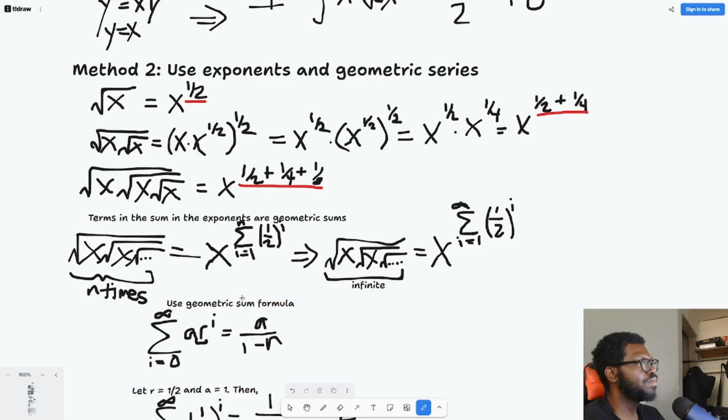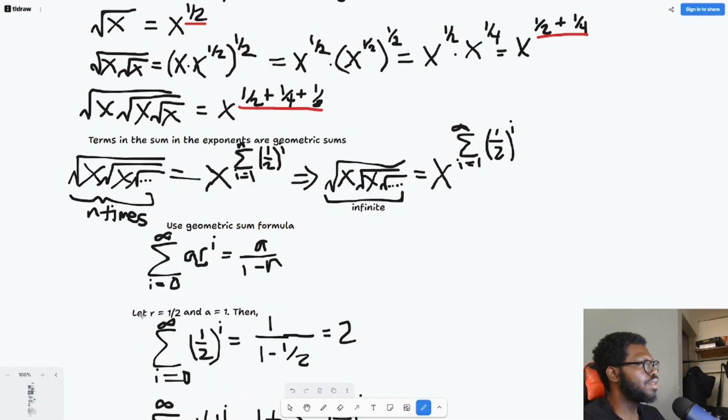Essentially, all we have to do is evaluate this sum in order to find the value of this exponent, which will allow us to continue and solve the problem. So here I wrote let r equal 1/2 and a equal 1. Then we have the sum from i equals 0 to infinity of 1 over 2 to the i power is equal to 1 over 1 minus a half. 1 minus a half is a half. 1 divided by 1/2 is 2, which means that this sum is going to be equal to 2.